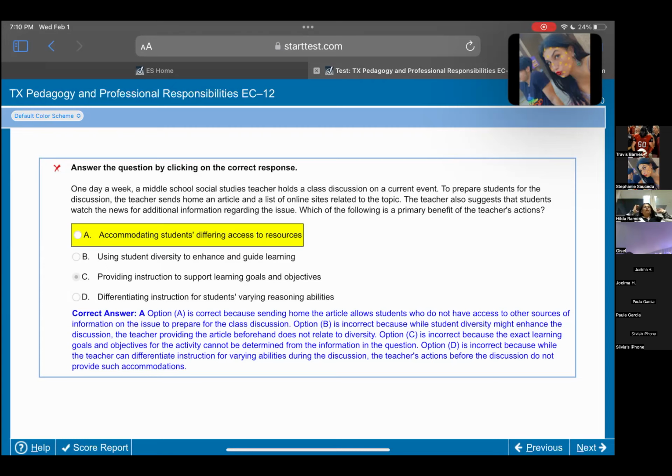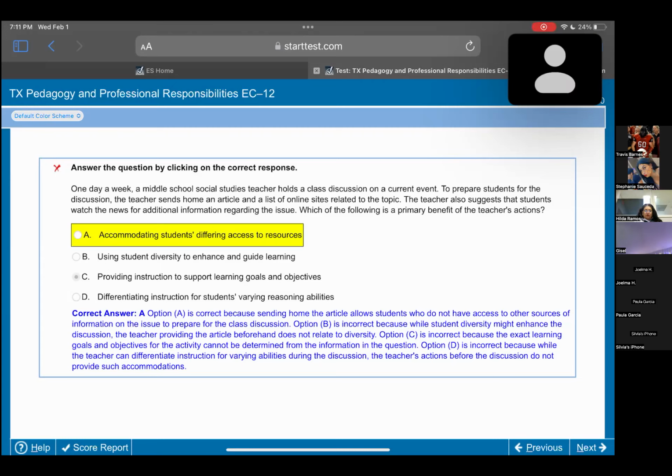Option C is incorrect because the exact learning goals and objectives for the activity cannot be determined from the information in the question. They said nothing about it, and she's not direct instructing here. Option D is incorrect because while the teacher can differentiate instruction for varying abilities during the discussion, the teacher's actions before the discussion do not provide such accommodation. So no differentiating for reasoning abilities here in the scenario.